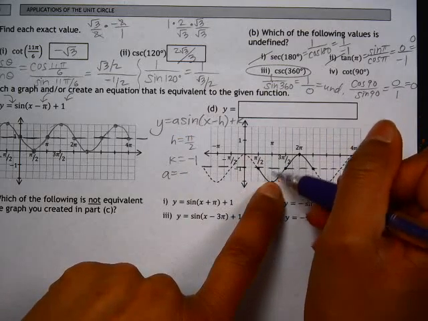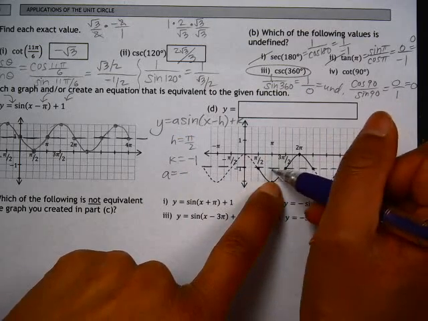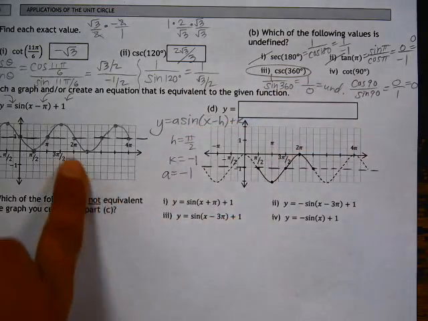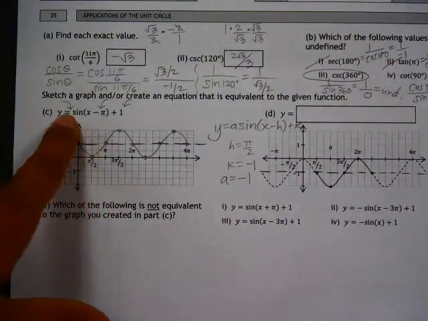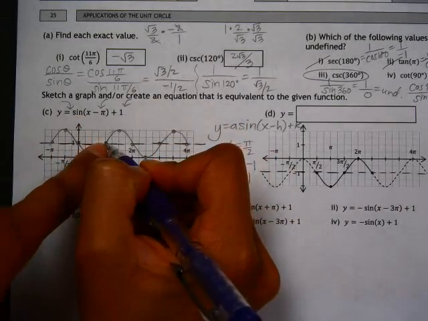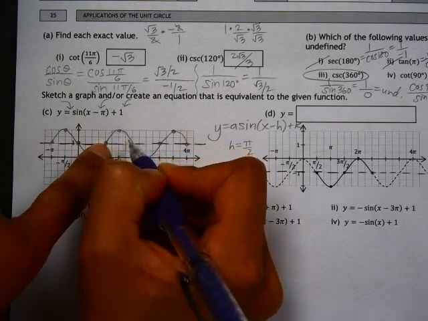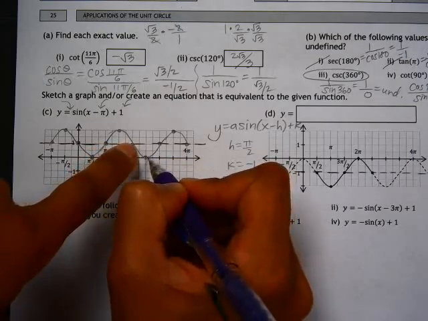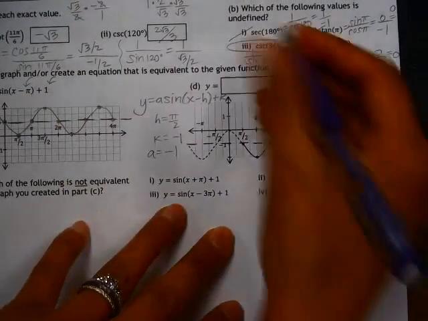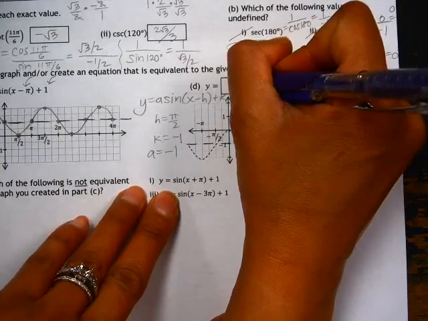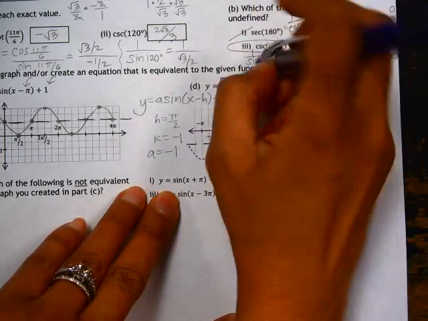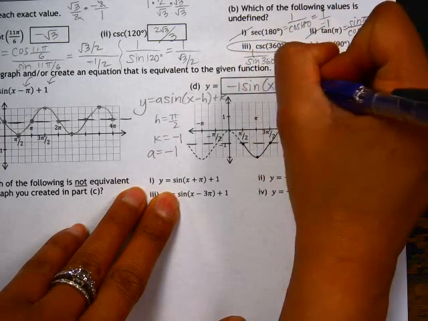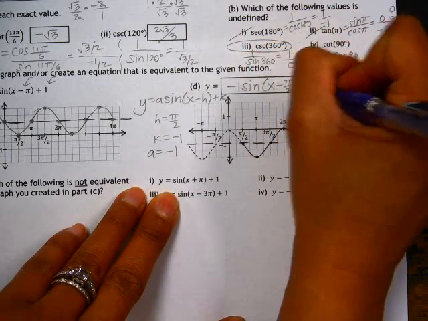The amplitude of the graph is 1, so in that case the a value is negative 1. Back to the previous one, the a value was equal to positive 1, which is why the graph went up to an amplitude of positive 1. From the midline it went up by 1 and down by 1. So in this case our equation is y equals a sine of x minus h plus k.